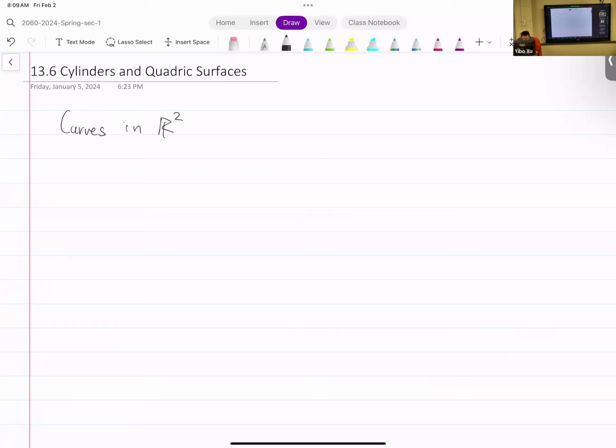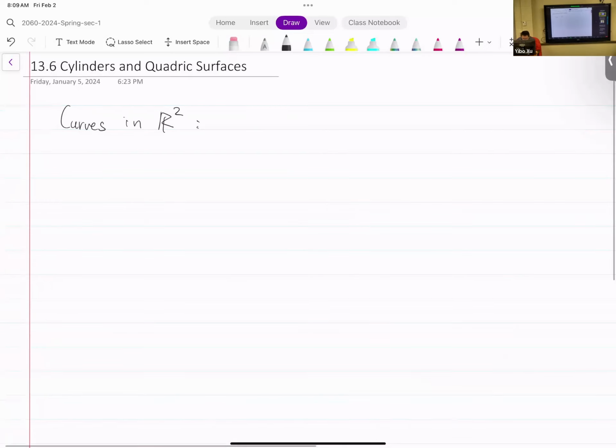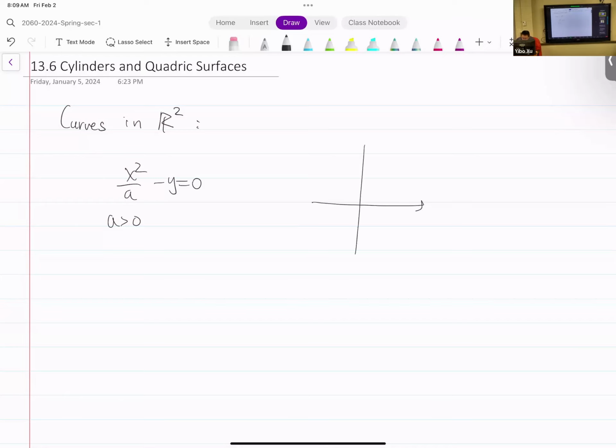Okay. So let's firstly review some curves in R2, the quadratic ones. Let's say we have x squared over a minus y equals 0, and let's say a is positive. In this case, this is actually a parabola, right? If you add y to both sides, you see y equals a positive constant times x squared. So that's a parabola, and it's opening upwards because the coefficient in front is positive.